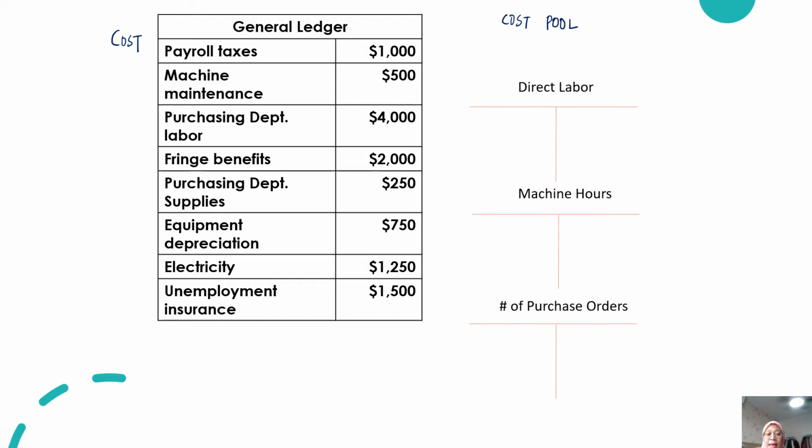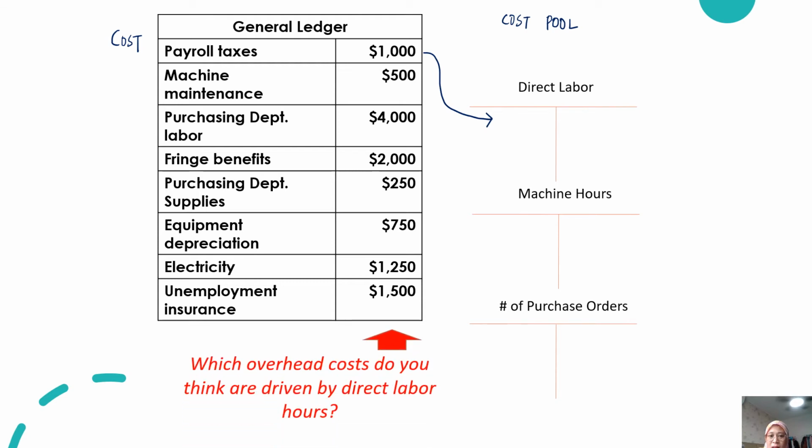Alright. Payroll tax. Payroll relates to the worker, so payroll tax will go to direct labor. Machine maintenance is about the machine, so it will go to machine hours. Purchasing department labor, even though it is labor, relates to purchasing, so it will go to purchase. Fringe benefits refers to benefits in kind that they provide to the worker, so it will go to direct labor.